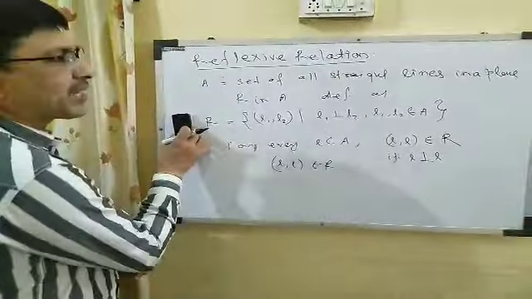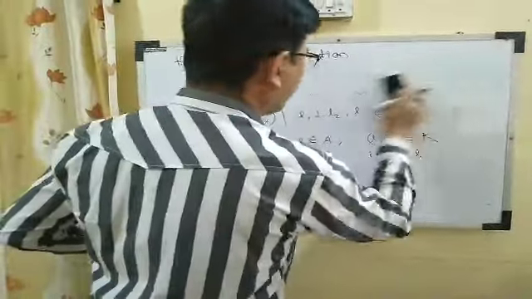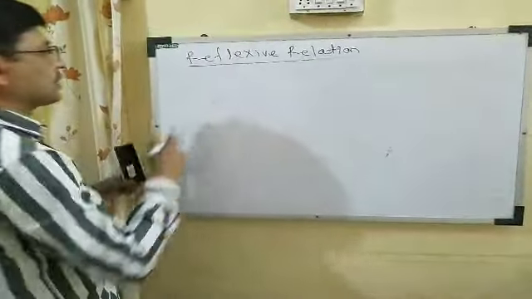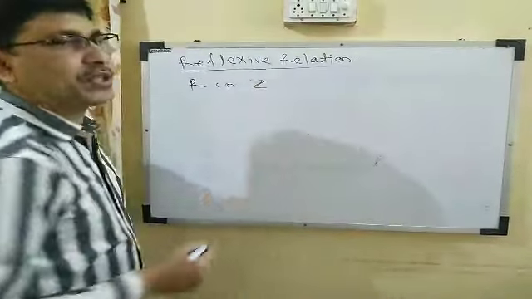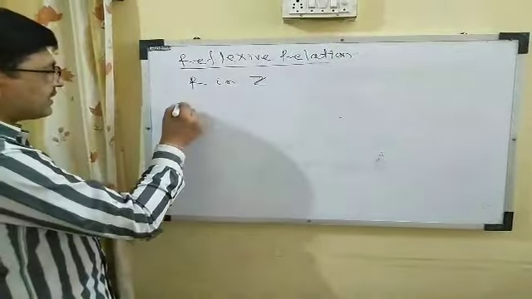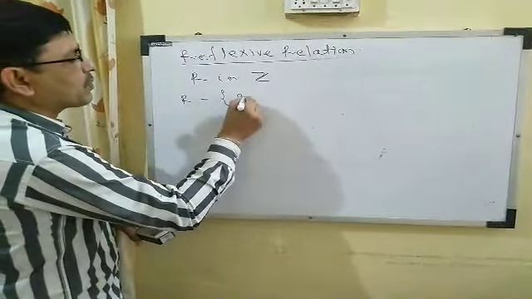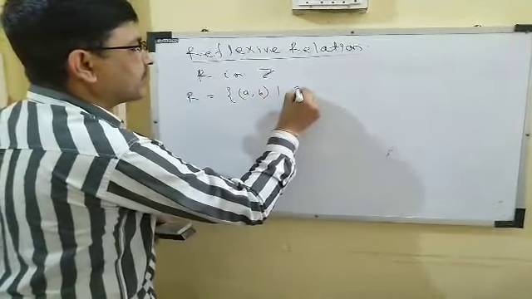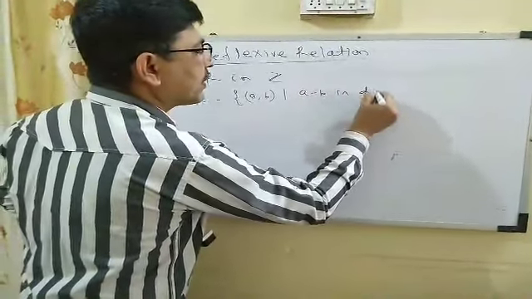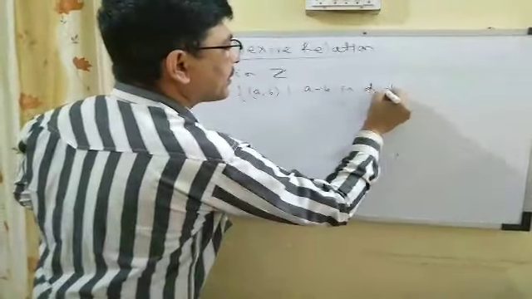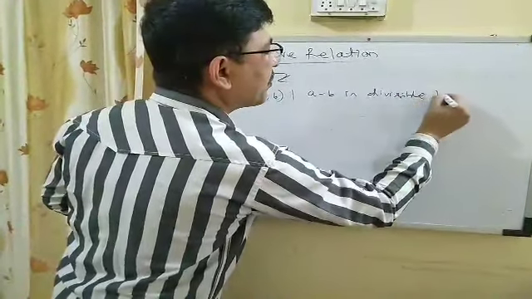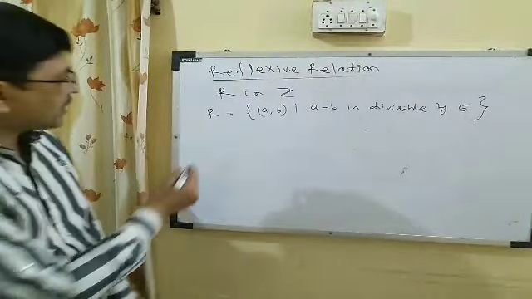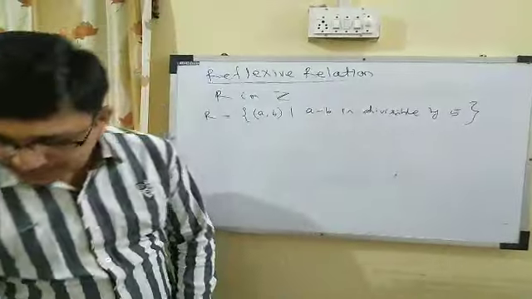Let us have one more example with numbers. Suppose R is a relation in Z, set of integers. Z means set of integers, defined as R is the collection of all ordered pairs (a, b) such that a minus b is divisible by, suppose, 5. Divisible by 5. So we have to check whether this relation is reflexive or not.